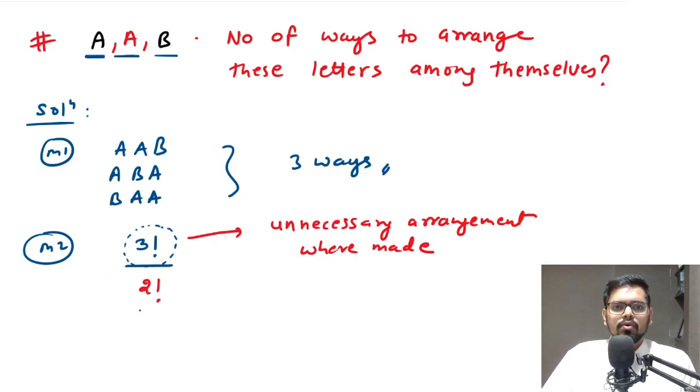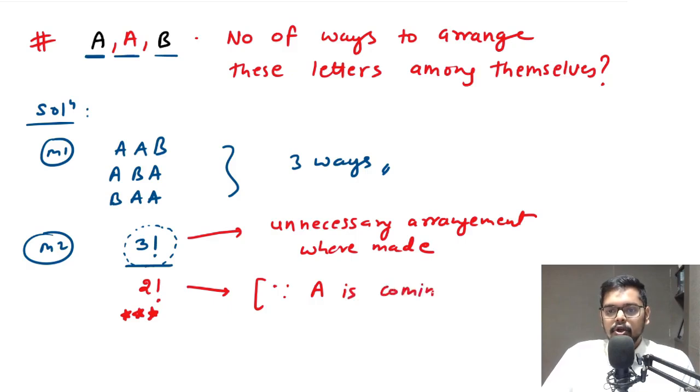Sir, why 2 factorial only, not 3 factorial, 4 factorial, anything else? There is a reason behind it. So, very important reason. What is the reason behind it? Since this letter A is repeated how many times? It comes 1 and 2 times, right? So this letter A is coming 2 times. Therefore, we are doing 2 factorial.